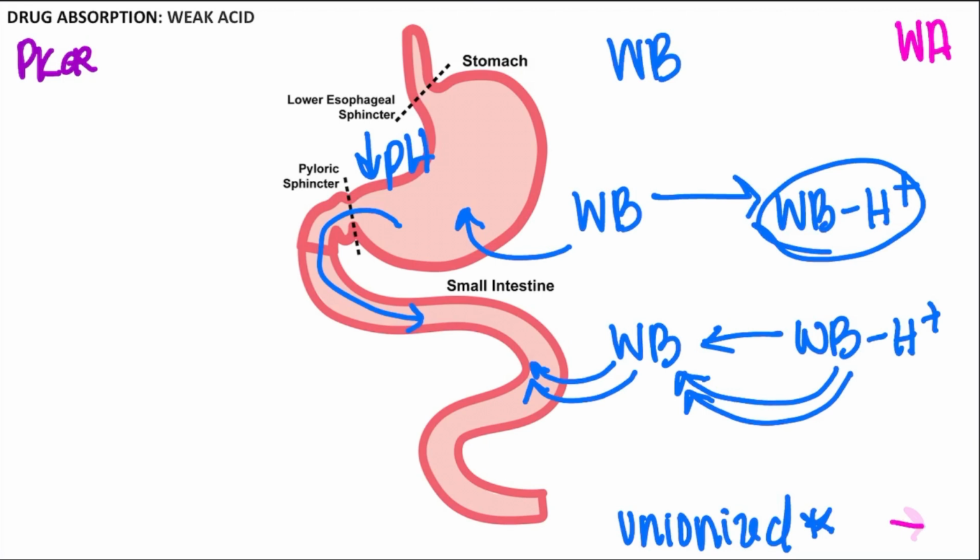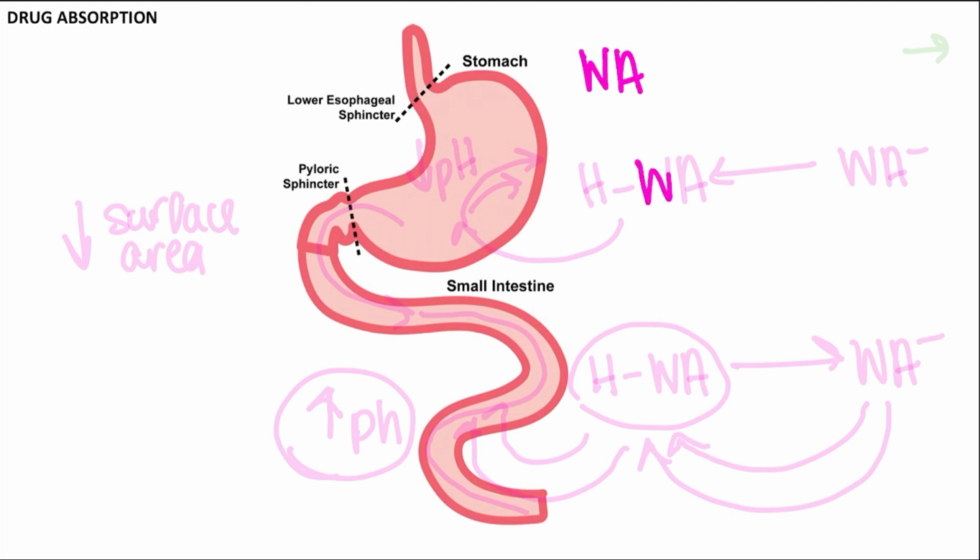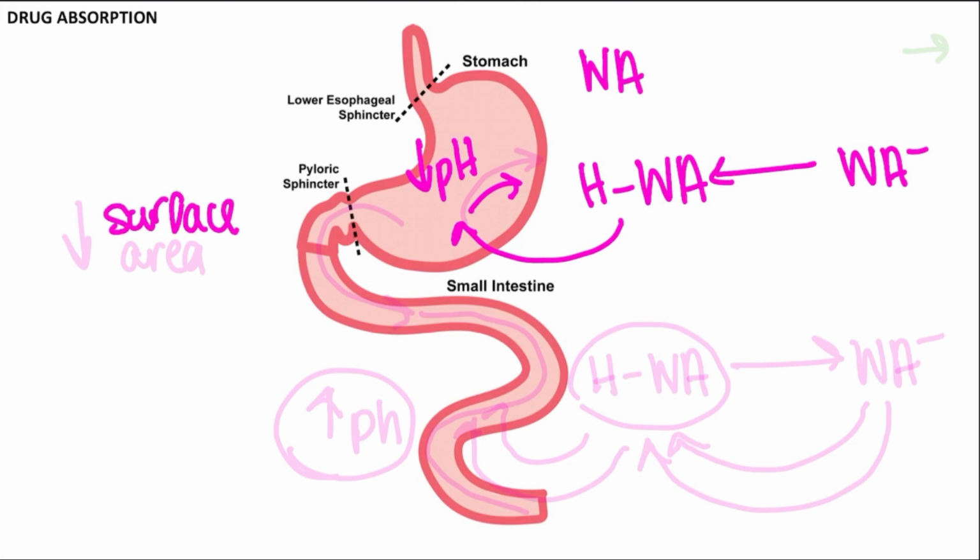So moving on to weak acidic drugs. So weak acids are a little bit more complicated. Weak acids in the stomach are mostly unionized because of all the protons from the low pH of the stomach. Because this unionized form is the predominant species present, it should be readily absorbed in the stomach, right? Well, because the surface area of the stomach is so small, little absorption can actually occur in the stomach, regardless of ionization state.